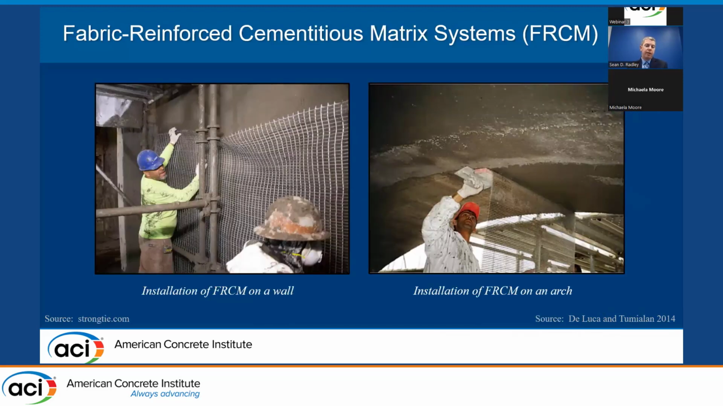The final method is fabric reinforced cementitious matrix systems, or FRCM systems. In concept, this method is similar to FRP composite systems, with one main difference being epoxy resin is not used here. Instead, cementitious matrix is. You can see in the photo on the left, the installation of FRCM on a wall, and in the photo on the right, installation of the underside of an arch.